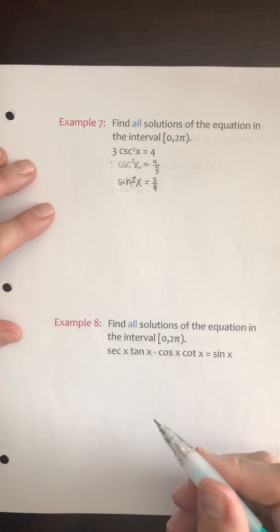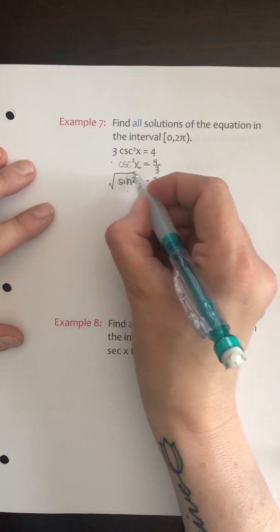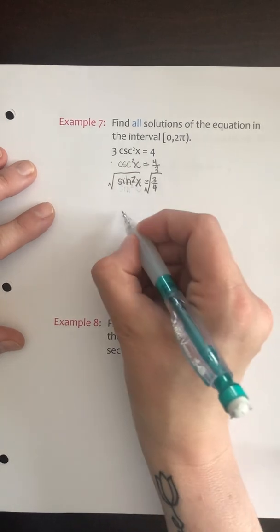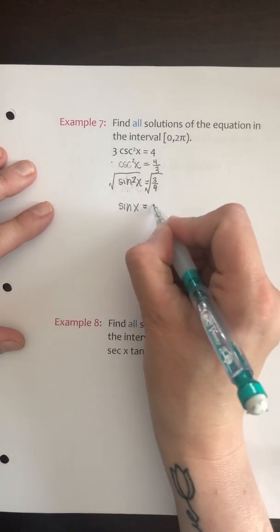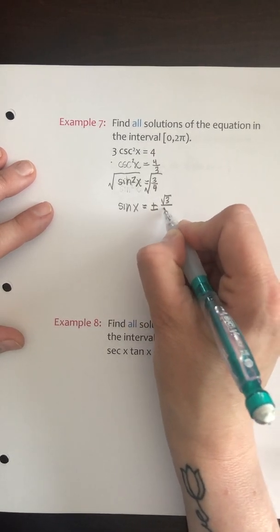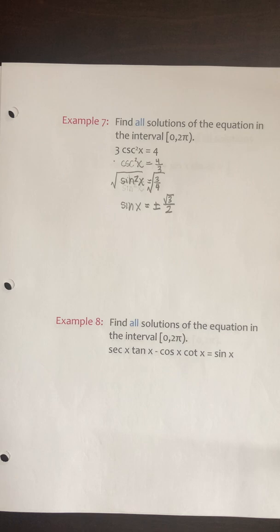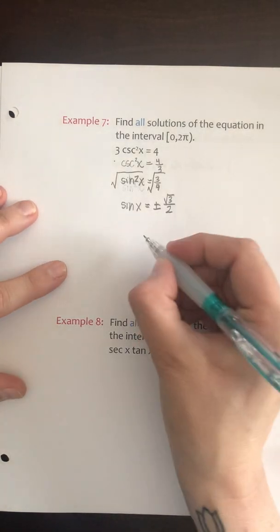All right, now how do I get just a sine x? Well, I have to square root both sides, don't we? And when you square root both sides, what do you include? You include plus or minus. All right, well, 3 is not a perfect square, but 4 is. So we get to take out a 2. So we're going to have answers in all 4 quadrants because sine could be positive in quadrant 1 and quadrant 2. Sine could be negative in quadrant 3 and quadrant 4. So we need to have answers for all 4 quadrants.